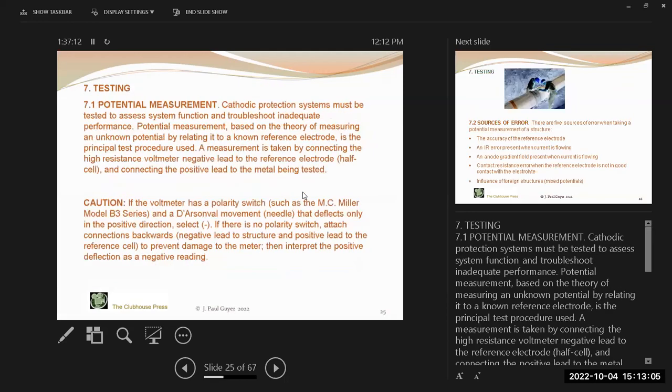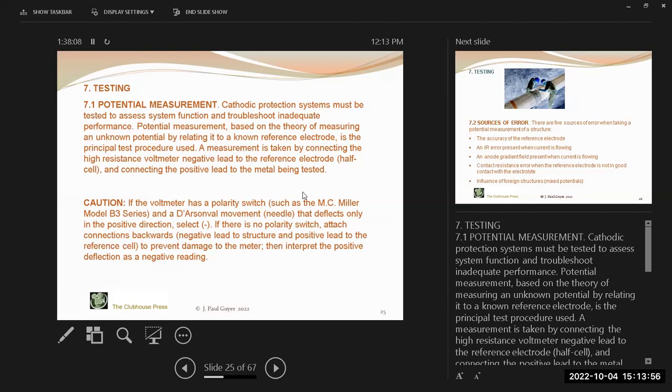In testing the voltage or potential measurements, cathodic protection systems must be tested to assess system function and troubleshoot inadequate performance. The potential measurement, based on the theory of measuring an unknown potential by relating it to a known reference electrode, is the principal test procedure used. A measurement is taken by connecting the high resistance voltmeter negative lead to the reference electrode, the copper sulfate half cell, and connecting the positive lead to the metal that is being tested.